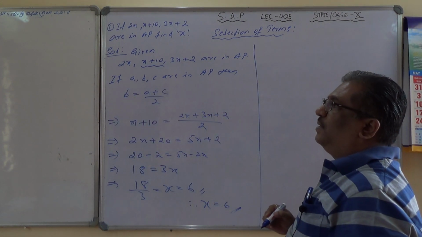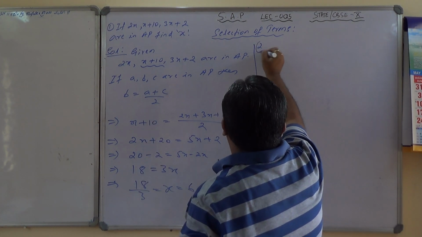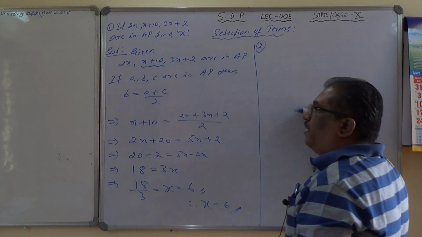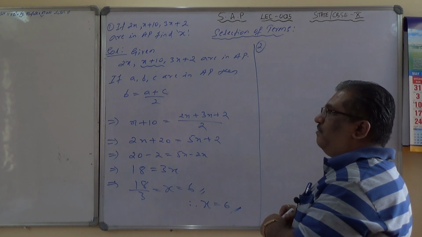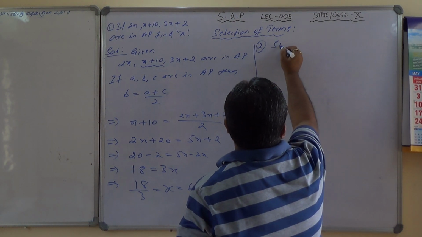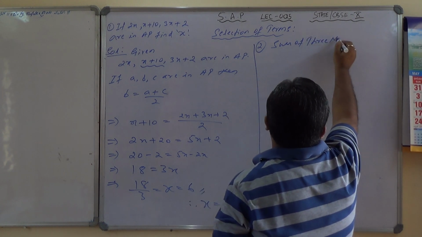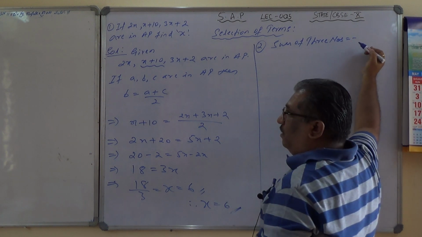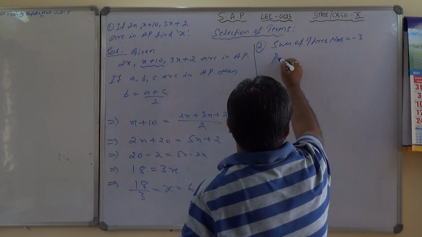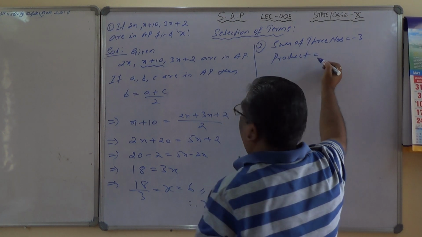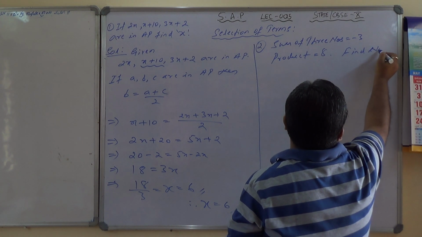Sum of 3 numbers in AP is minus 3. This is example 1, and this is example 2. I'll write very briefly and read for you. Sum of 3 numbers in AP is minus 3 and their product is 8. Find the numbers. So sum of 3 numbers equals minus 3 and their product equals 8. Find the numbers.